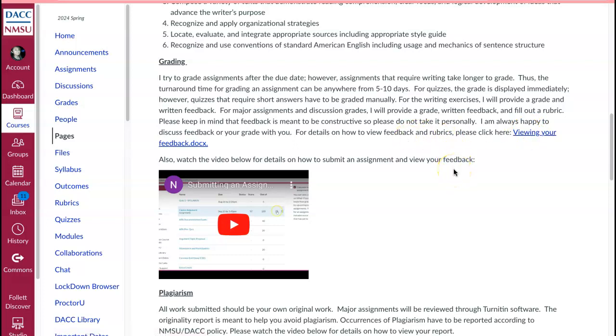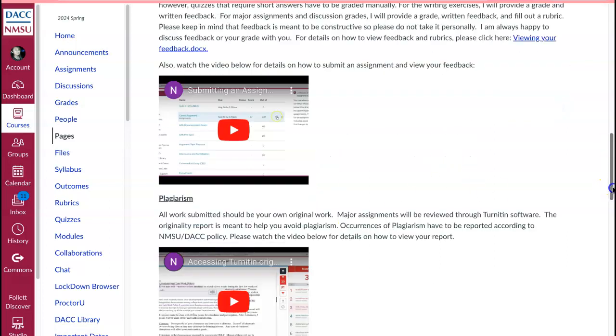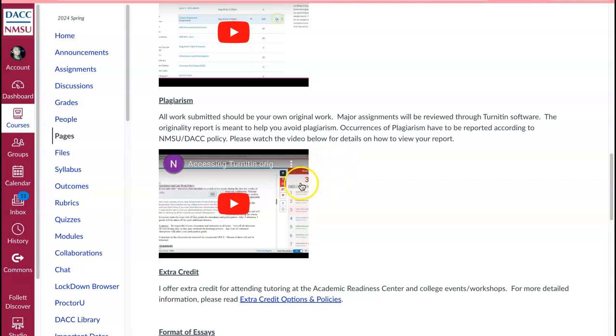Now, a lot of these are based on older versions of Canvas, but the steps are still the same. So here I show you how to submit an assignment. I talk a little bit about plagiarism. I do use Turnitin to check for plagiarism. So if you submit an assignment and you notice that your originality score is too high, it's telling you the percentage, like let's say it says 50%. Basically what that means is that 50% of that essay or that paper was found to be on the internet.